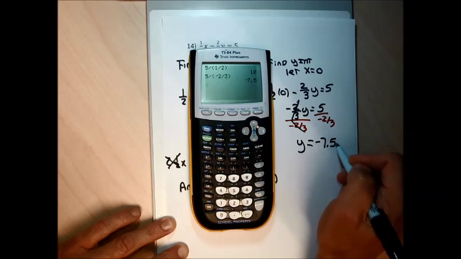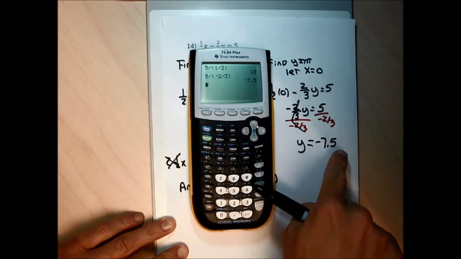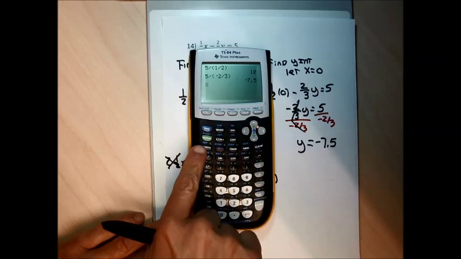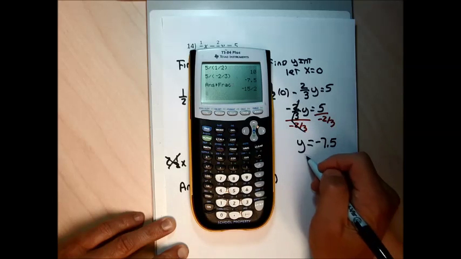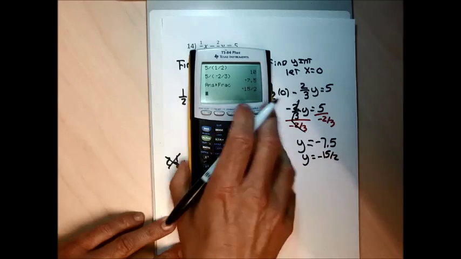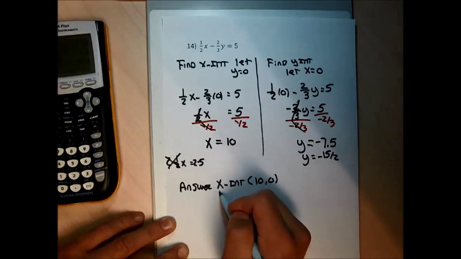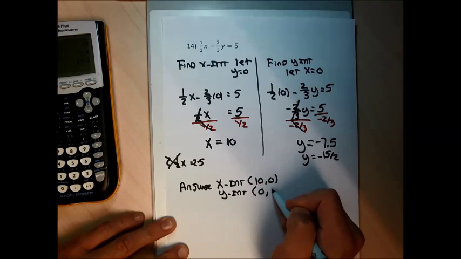That's going to help when I graph it. I'm going to do a fraction answer. To get negative 7.5 to turn into a fraction, you hit the math button and then enter twice. So for my y-intercept, I'm going to say it's the point 0, negative 15 over 2.